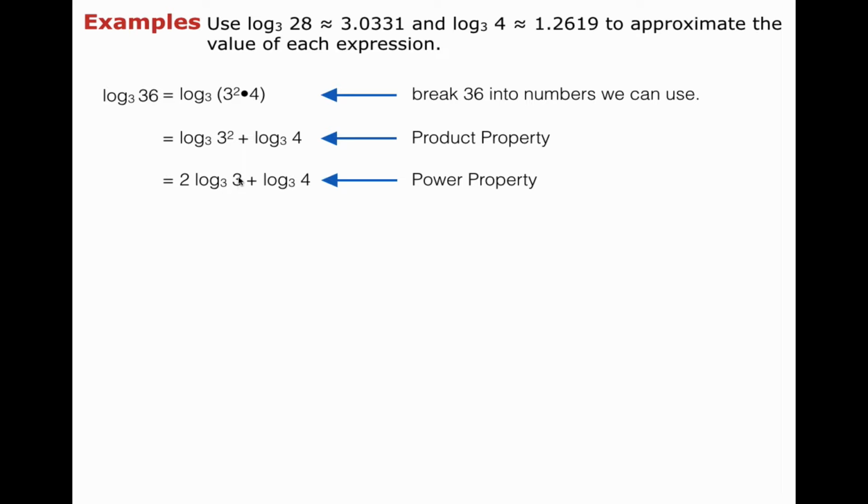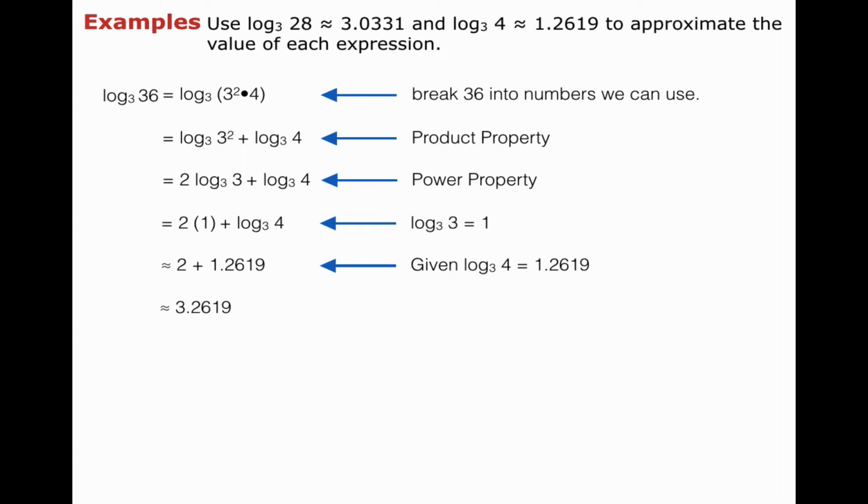Now, this is special right here. This is 3 to something equals 3. Well, that is always going to equal 1, because any log with the same numbers here, 3 to what power equals 3? Well, it's always going to be 1. So that's an identity. And then we just evaluate these two things. So 2 times 1 is 2, and this was given to us up here. And so our answer is approximately 3.2619. And you'll see that it's approximate because this actually would go on probably forever.